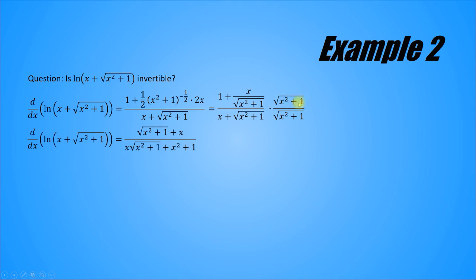So when I distribute this radical here over the two terms in the numerator, I get the square root of x squared plus 1 plus x. And when I distribute this radical here over the two terms in the denominator, I get x times the square root of x squared plus 1 plus x squared plus 1. Now I've already noted that the square root of x squared plus 1 is always greater than x, so the numerator is always positive. And it's also true that x squared plus 1 is always greater than x times the square root of x squared plus 1, and so the denominator is always positive. So the derivative of the integrand is greater than 0 for all real x.